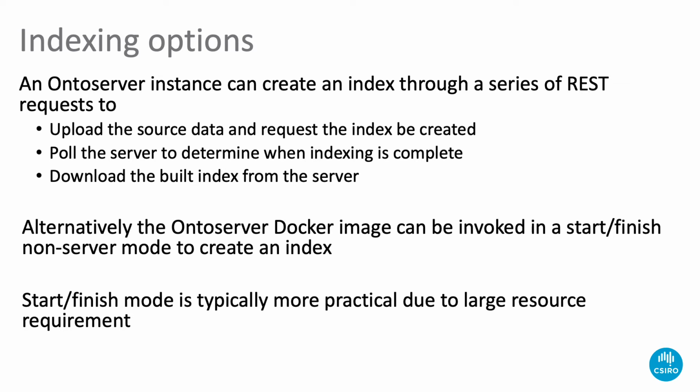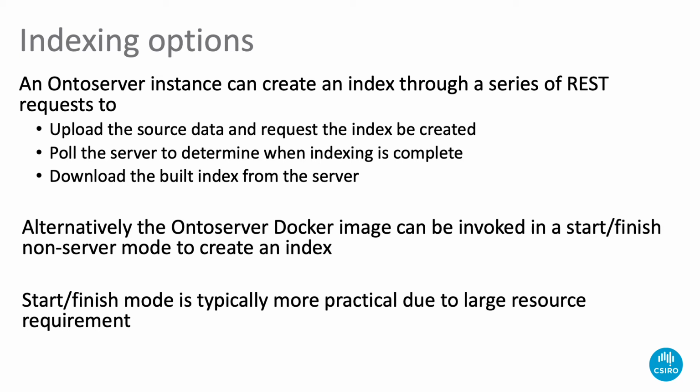OntoServer instances running as servers are able to create indexes. This is achieved by interacting with the OntoServer instance using its REST API to upload the source data of the SNOMED CT edition or LOINC version and check the status of the indexing process to determine when it is completed. Once completed, then the index can be downloaded from the server. However, using an OntoServer instance to perform this process can be cumbersome. The resources required for the server to perform indexing are expensive and would ideally only be provisioned during the indexing process, and this requires scripts to make multiple REST calls and poll the server's status to complete the process.